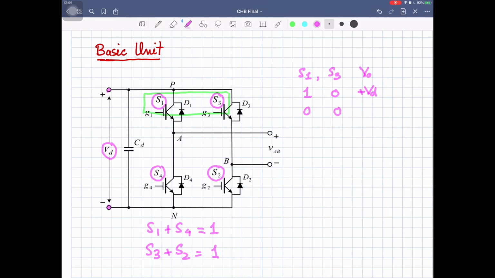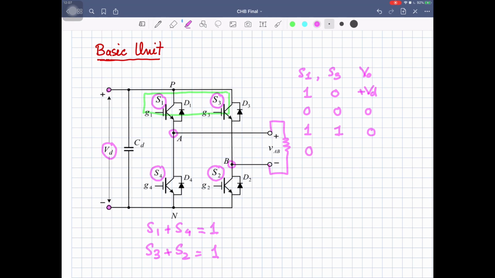So what will be the output voltage? 0. And if I apply the switching combination 1 1 for the switches S1 and S3, again our output voltage will be 0, because when both of them are on, it means phase A and B, or point A and point B, are connected with the positive terminal, so the load voltage will be 0.